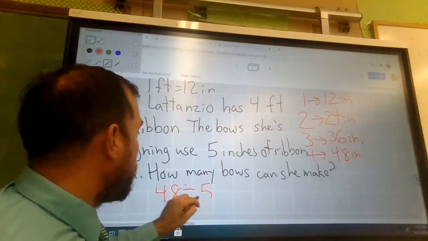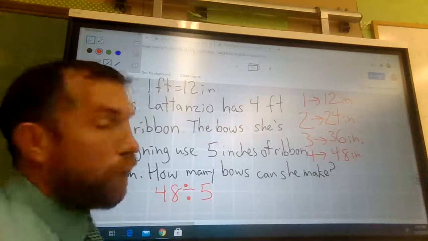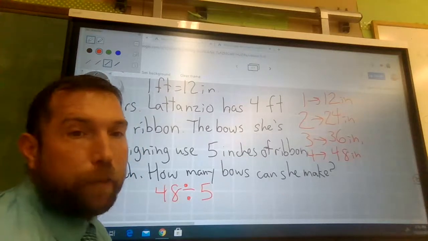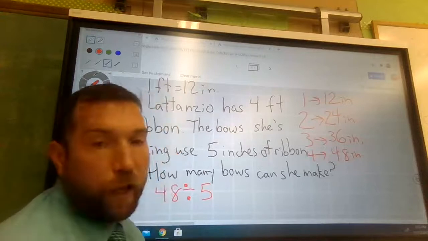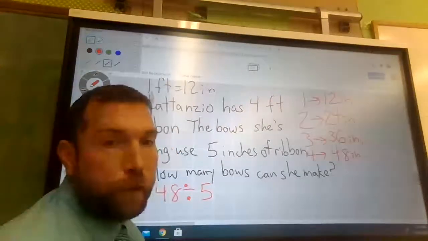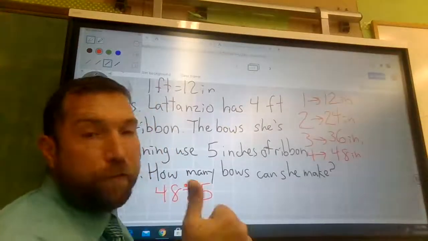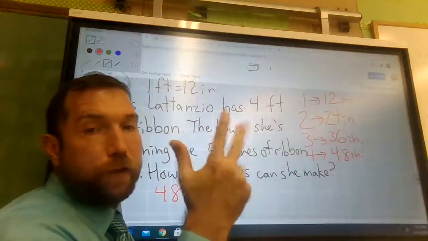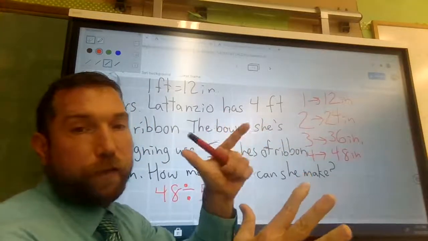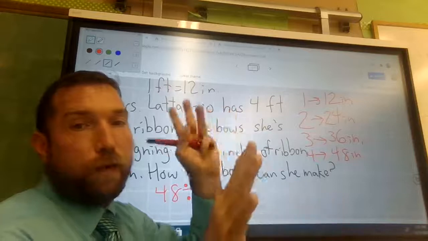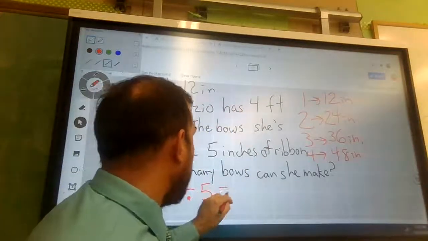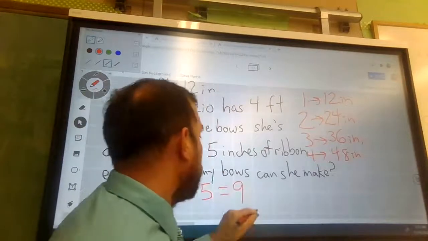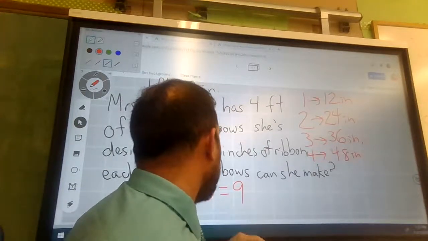We're going to divide that by 5. How many whole bows can she make? Okay, we're counting by 5. 5, 10, 15, 20, 25, 30, 35, 40, 45, 50. Again, I don't quite have 50. So the most I can make is 9, and then there would still be a little bit left over.